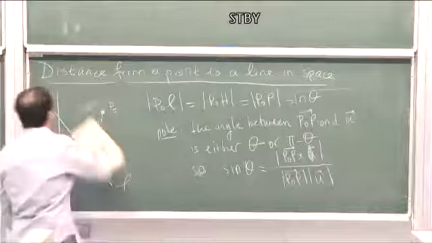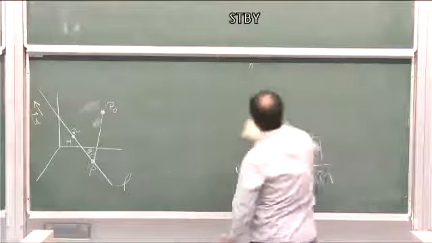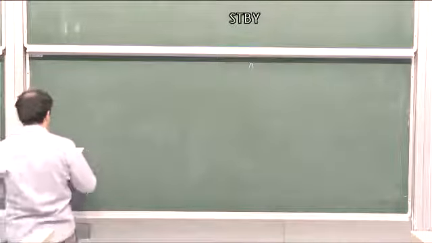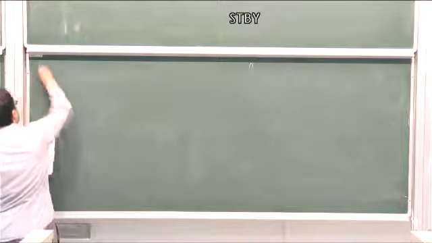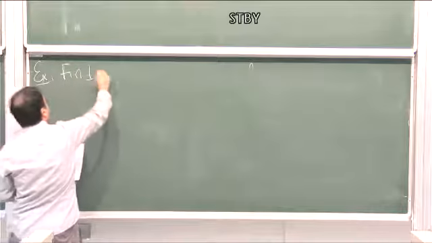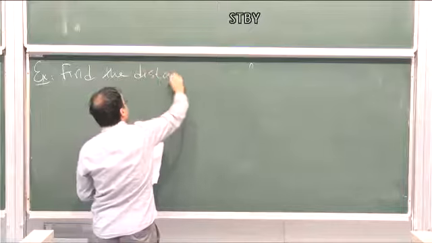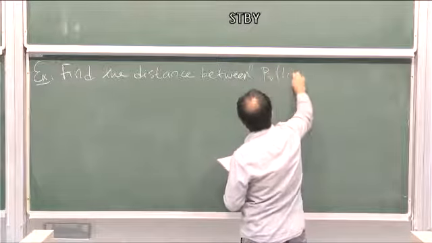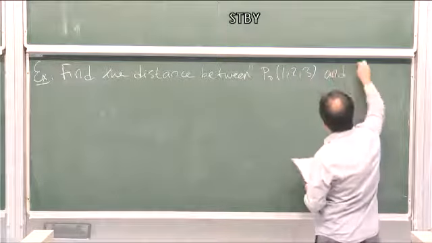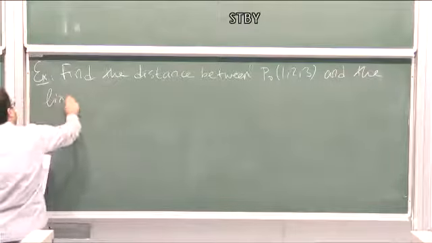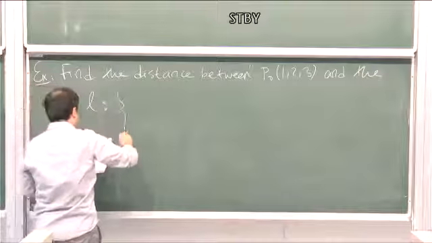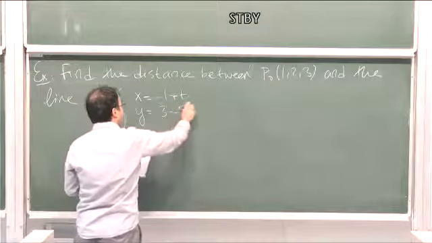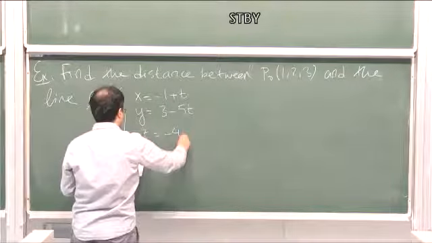Example. Find the distance between the point P0, 1, 2, 3, and the line L whose equation is as follows: x equals -1 plus t, y equals 3 minus 5t, and z equals -4.